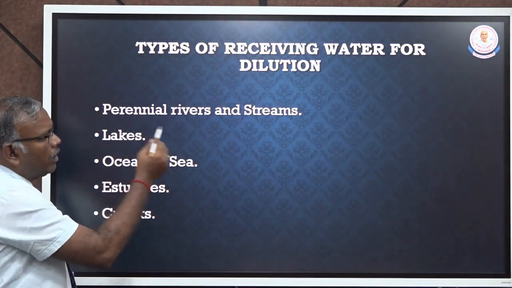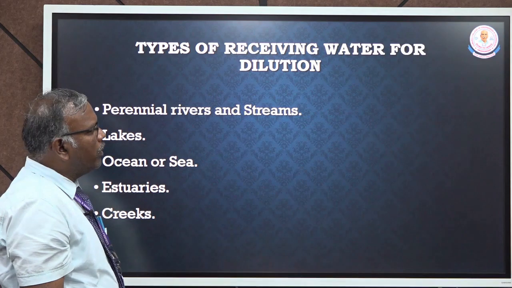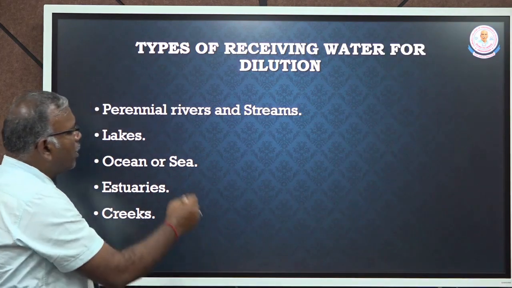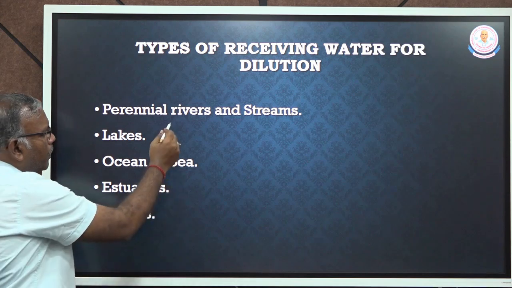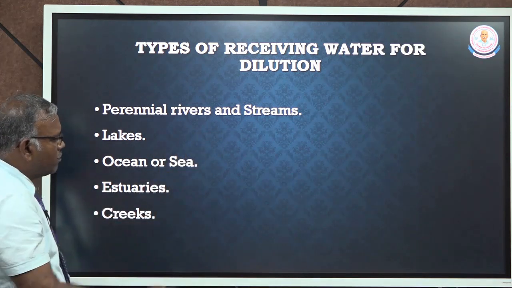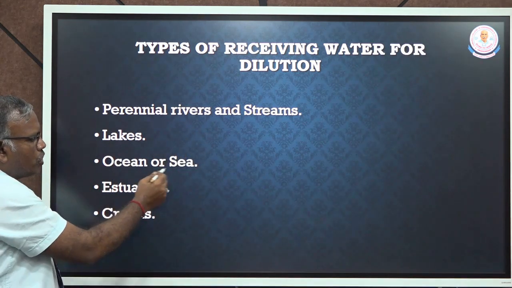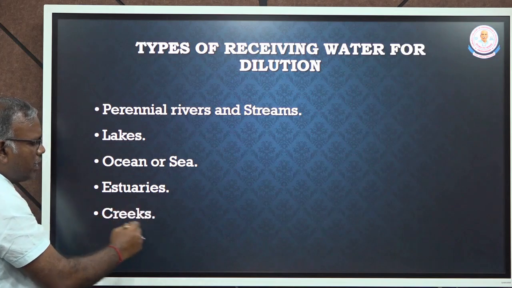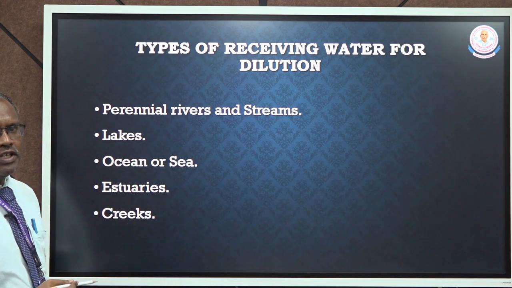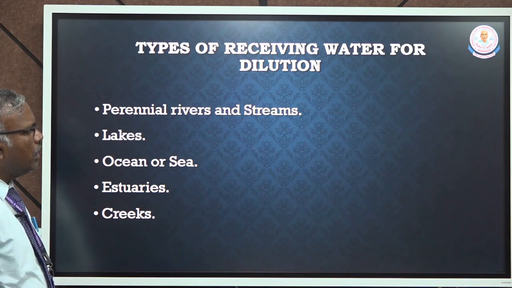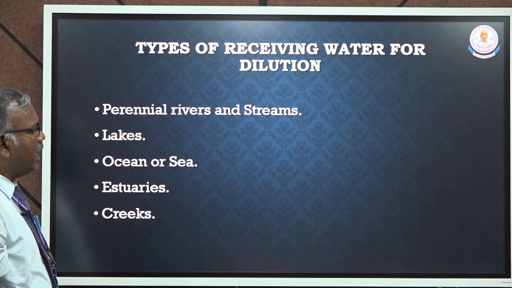Next, the type of receiving water for dilution. We can discharge either into a perennial river or streams, or into lakes, ocean or sea, estuaries, creeks. These are the various water bodies into which we can dispose the sewage by this dilution method.